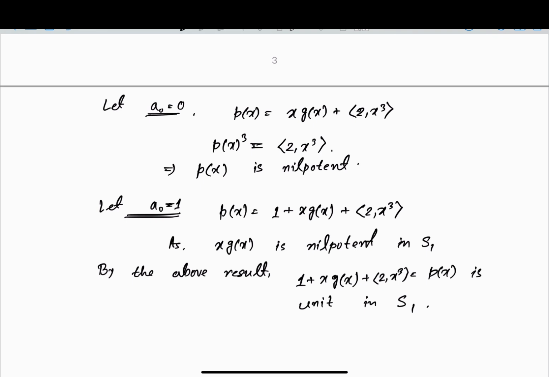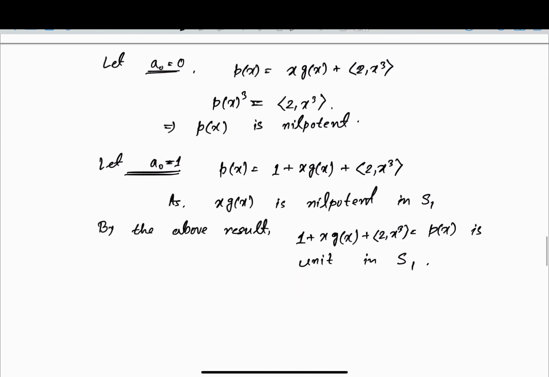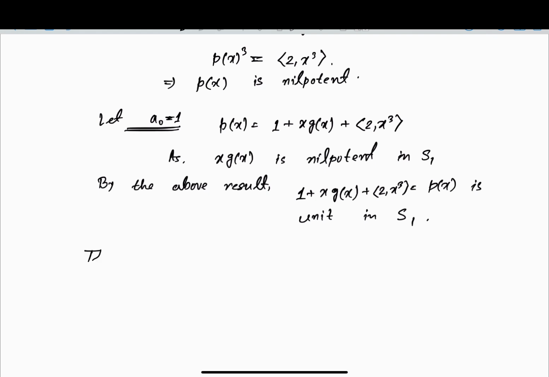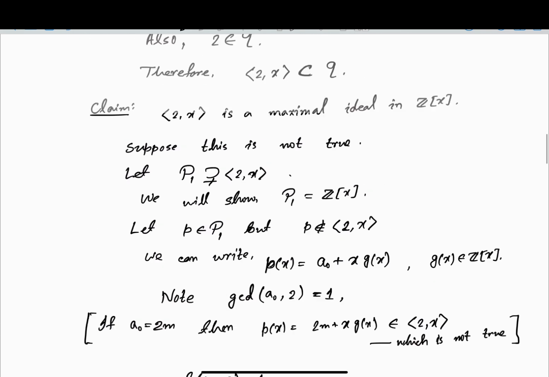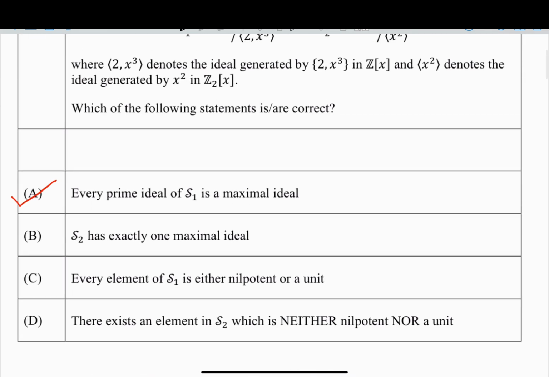So we have these two cases. We have seen that if a naught is 0, then p(x) is nilpotent, and if a naught is 1, then p(x) is a unit. So every element of S1 is either nilpotent or a unit. Okay, so this is option C. So option C is again correct.